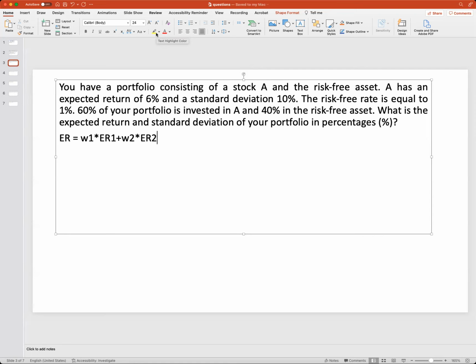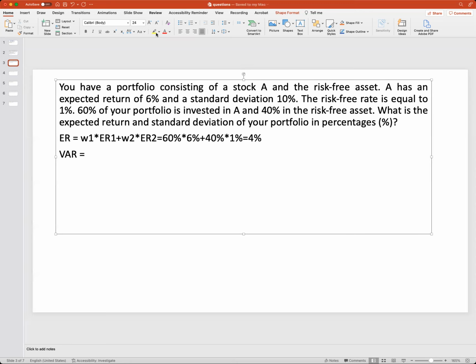First, let's start with expected return, which equals the portfolio weighted sum of individual assets' expected returns. That gives us 60% times 6% plus 40% times 1%. That gives us 4%.